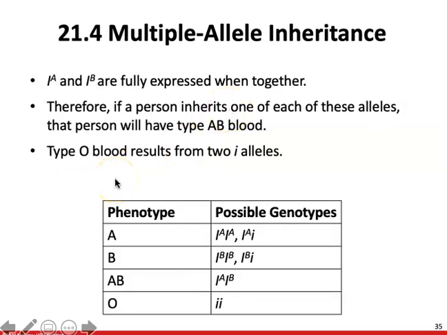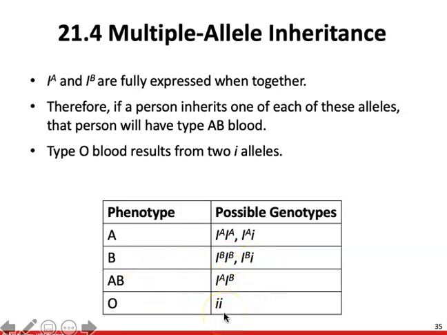So A and B are going to be fully expressed when they're together. This is an example of codominance. If you have an A allele and a B allele, you're going to have AB blood type. If you have an A allele and an A allele, you're going to have a phenotype, blood type A. If you have an A allele and an I allele, you're going to have blood type A. If you have a B allele and a B allele, you're going to have blood type B. If you have a B allele and an I allele, you'll have blood type B. Like I said before, if you have an A allele and a B allele, you'll have type AB.